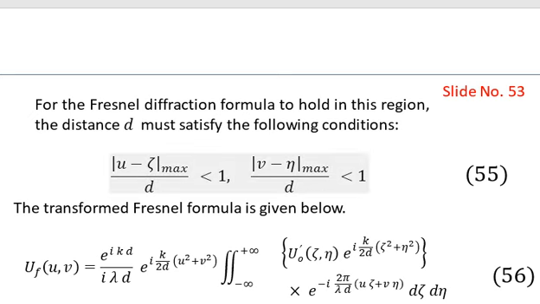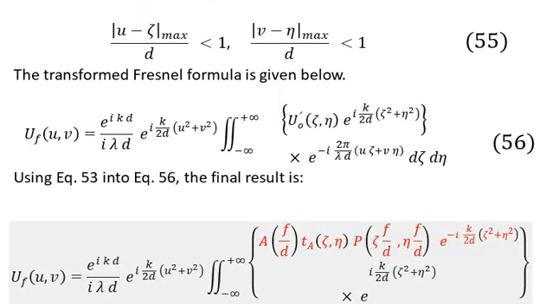That is, the maximum of the absolute value of u minus zeta divided by d should be less than 1, and also the maximum of the absolute value of v minus eta divided by d should be less than 1. So this is equation number 55. The transformed Fresnel formula is given below as equation number 56.